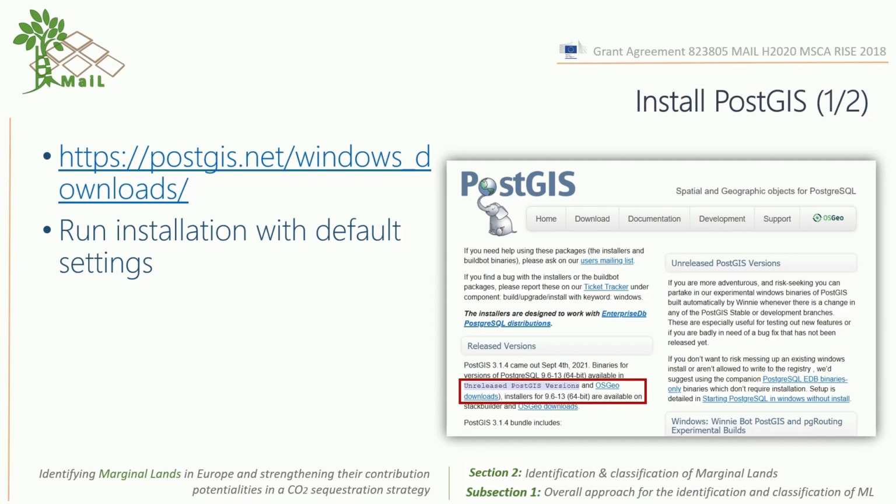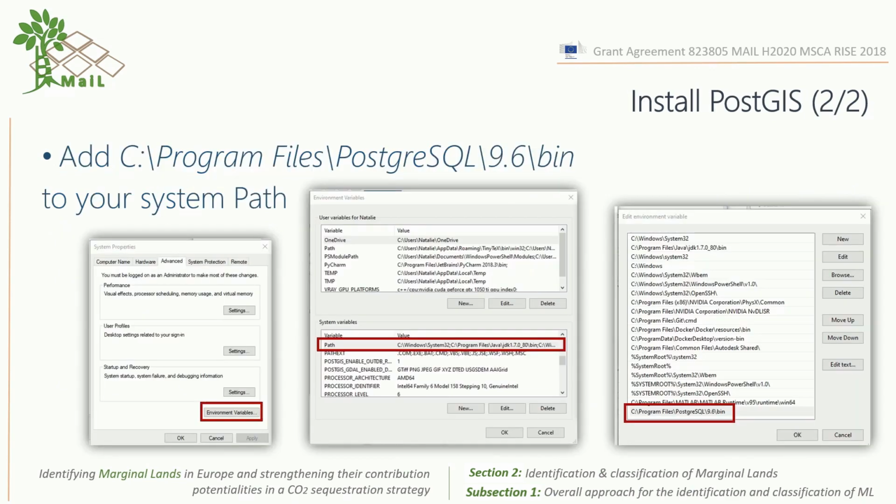Afterwards, install also the PostGIS version you downloaded before. Again, use only default settings. When the installation finishes, add the PostgreSQL bin directory to your Windows path in order to have access to other tools available in Postgres.